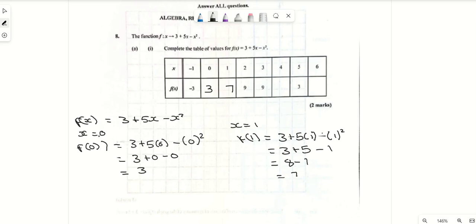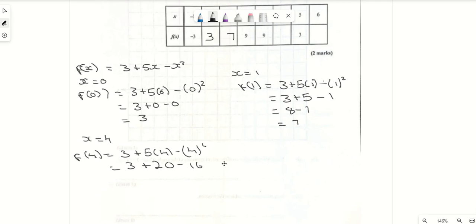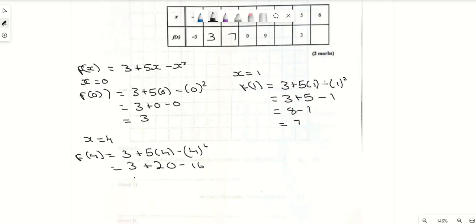This one here, when x is equal to 4, that means f of 4 is equal to 3 plus 5 by 4 minus 4 squared, which is equal to 3 plus 5 fours are 20 minus 16. That is 3 plus 4, because 20 minus 16 is 4. 3 plus 4 is equal to 7. So we know this one is equal to 7.